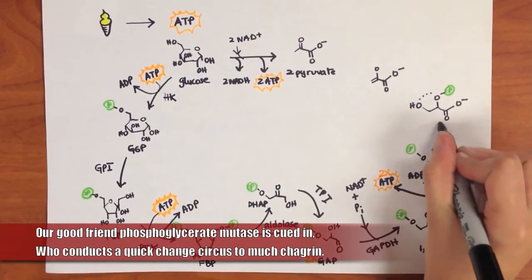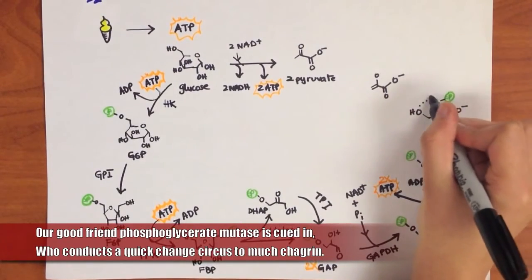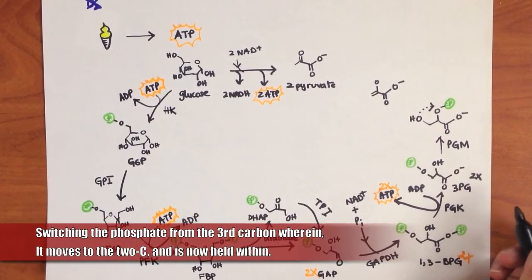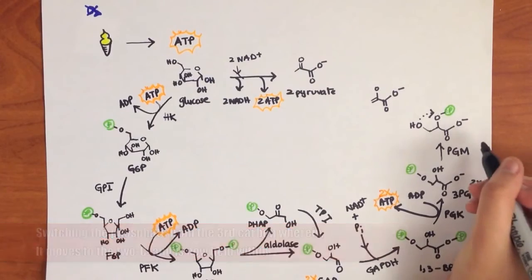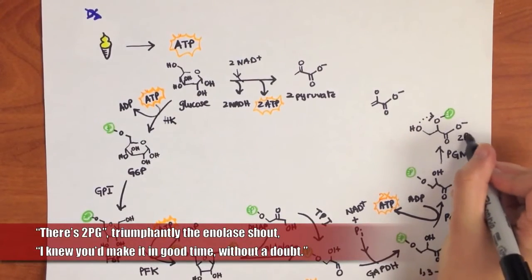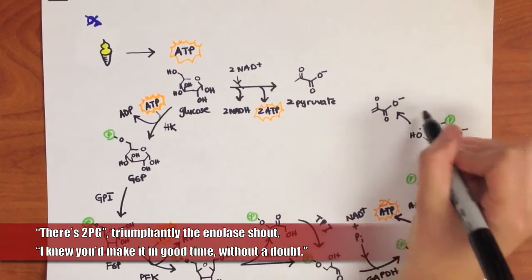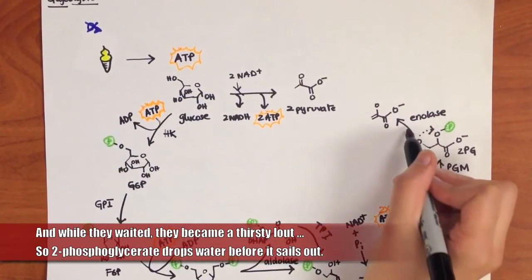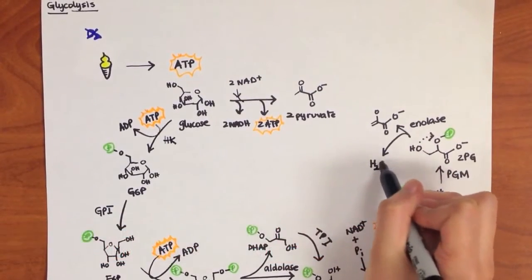Our good friend phosphoglycerate mutase is cued in, who conducts a quick change circus to much chagrin. Switching the phosphate from the 3rd carbon wherein, it moves to the 2C and is now held within. There's 2PG, triumphantly the enolase shout. We knew you'd make it in good time, without a doubt. And while they waited, they became a thirsty lout. So 2-phosphoglycerate drops water before it sails out.